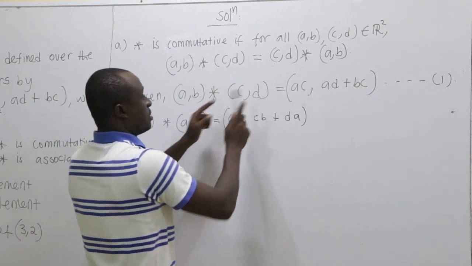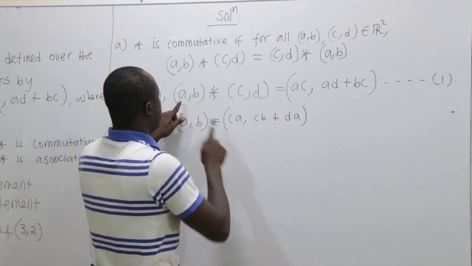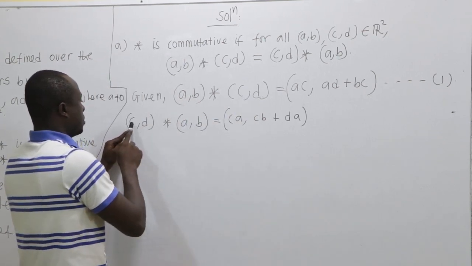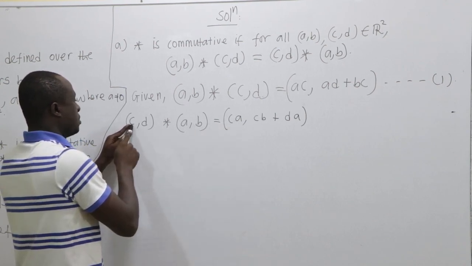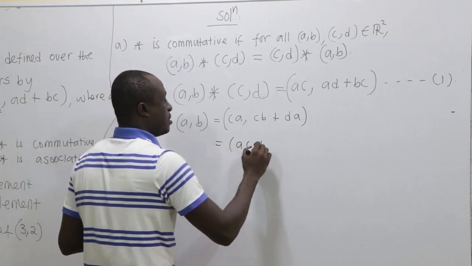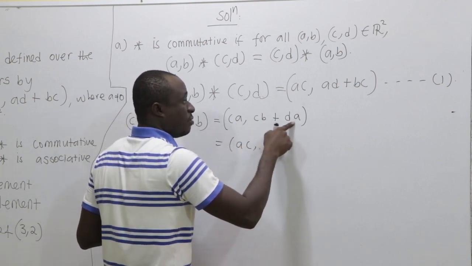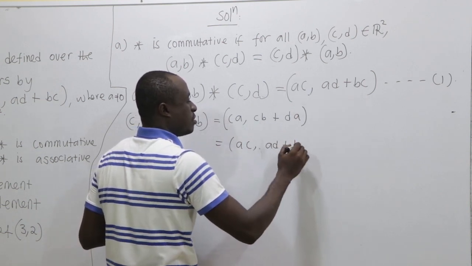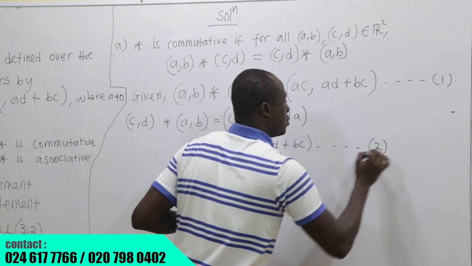Now let's take it again. (A, B) star (C, D), it is saying A times the first one, so we have AC over here, then we have AD plus BC. This time, CA is what we have here, and then the next one is CB plus DA. Now you can rewrite this as AC, comma, and then CB plus DA we can rewrite so that it will look the same as this. So that is AD plus, now CB is the same as BC. So this is equation 2.